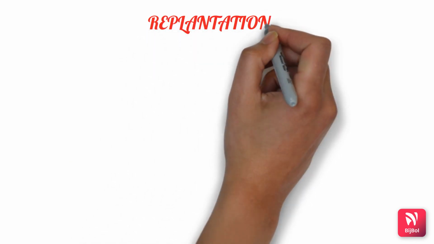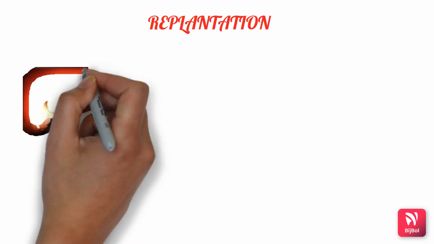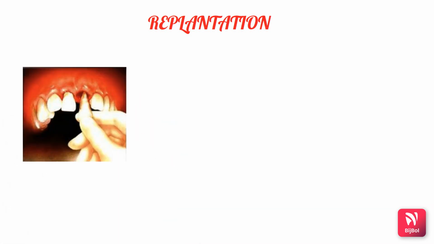So now we go for the other method of surgical procedure, known as replantation. Intentional replantation is nothing but the act of deliberately removing the tooth and, following examination, diagnosis, endodontic manipulation and repair, returning the tooth to its original socket.